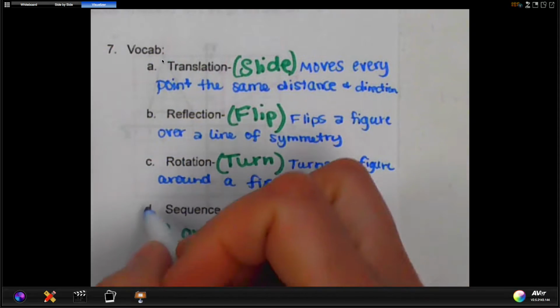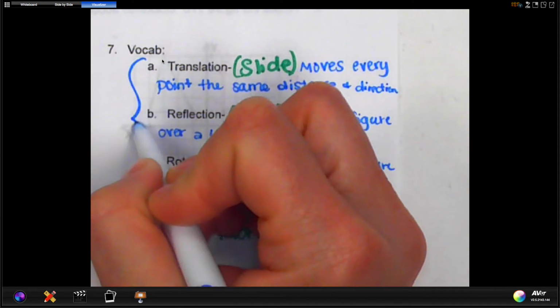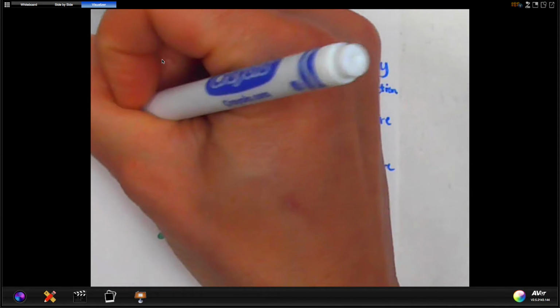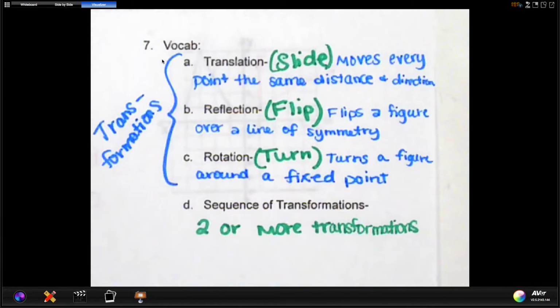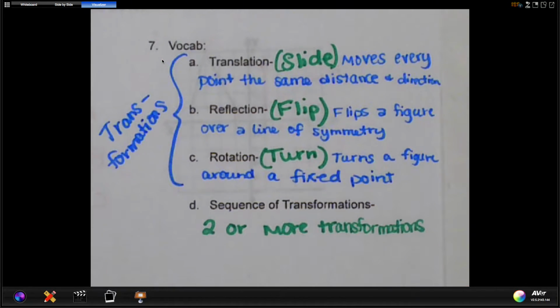And so these are all considered transformations. And when we have a sequence, we have at least 2 of any of these up here. Okay, so if you need to, pause the video here and get those definitions down. They will help us for the remainder of the quiz.